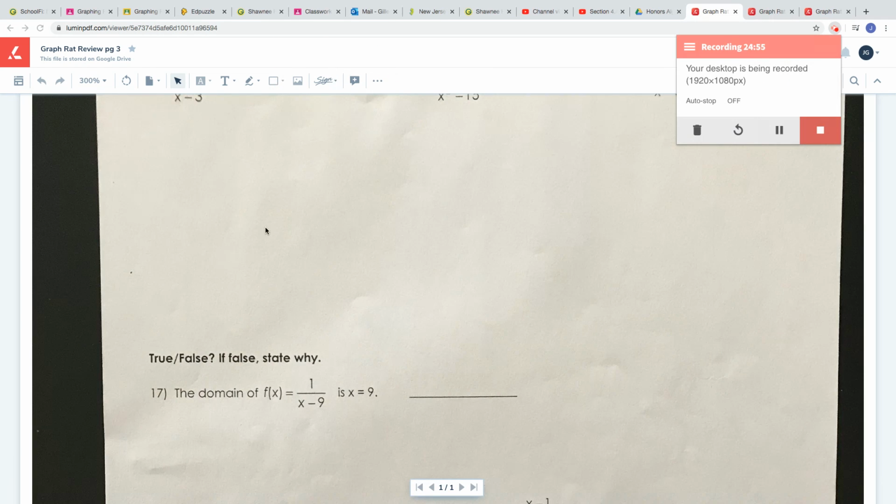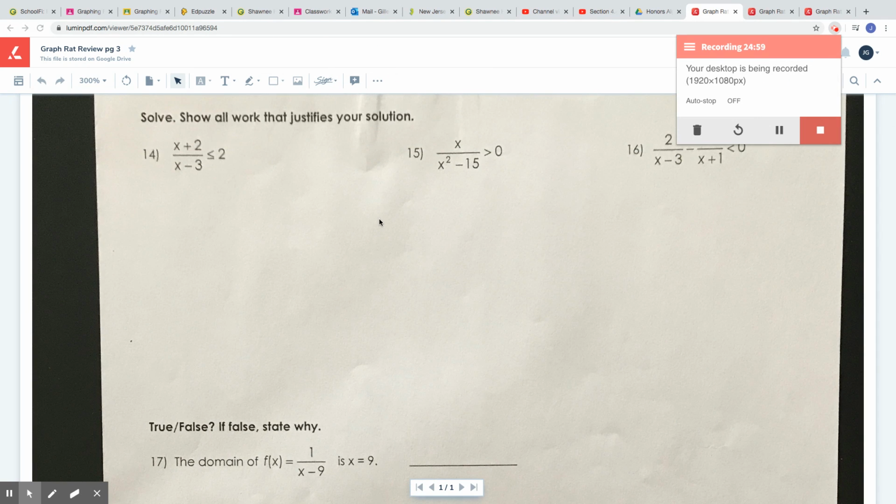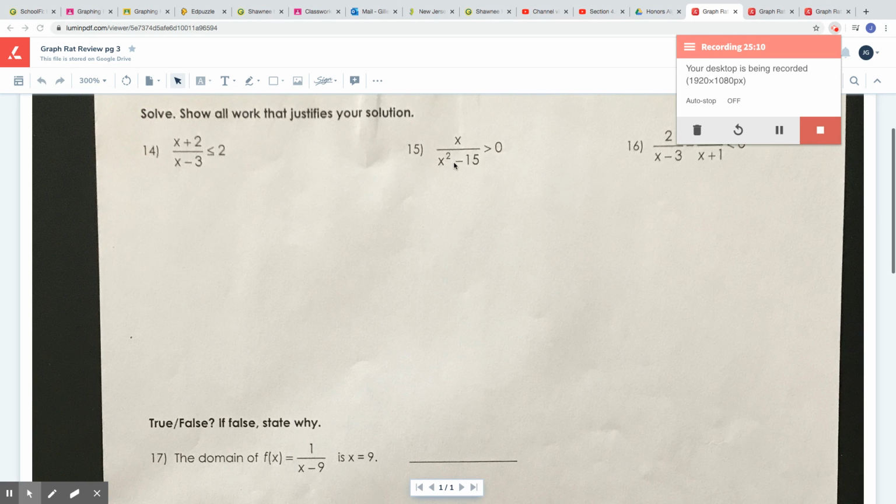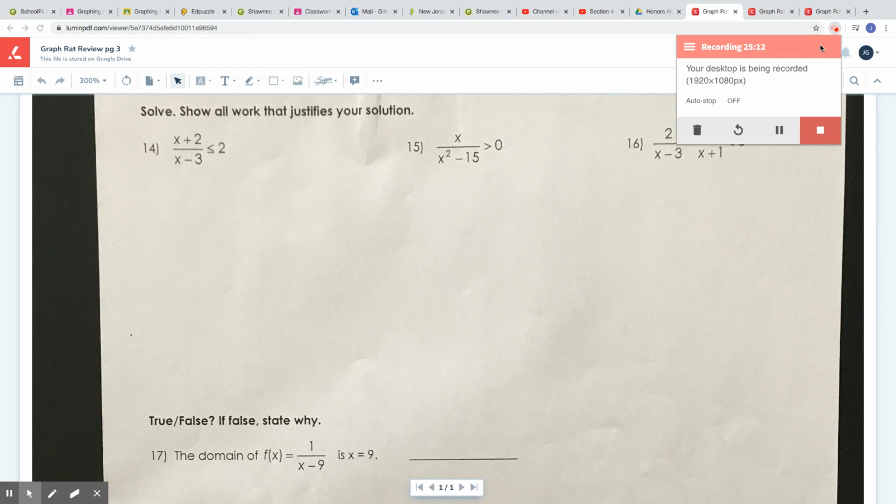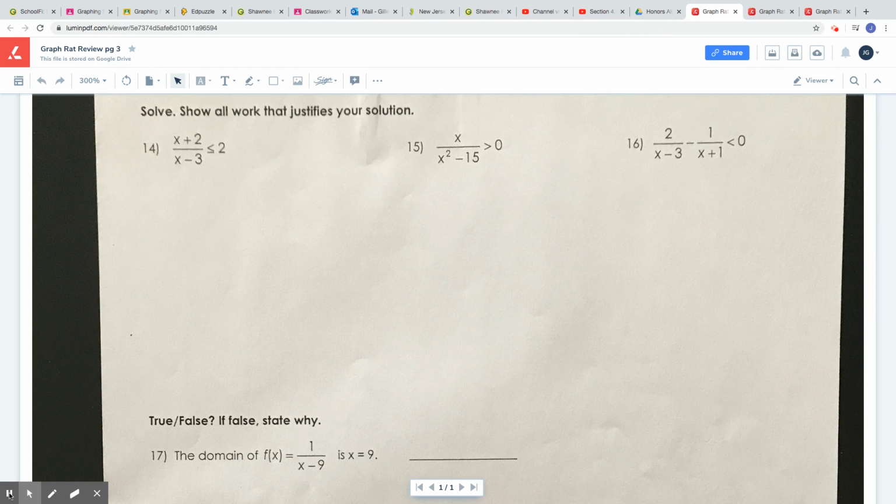All right. So we're moving on to the last page. We do 15 now. This is what we started off doing, with solving inequalities, and this would be by hand. So let's get a marker up.